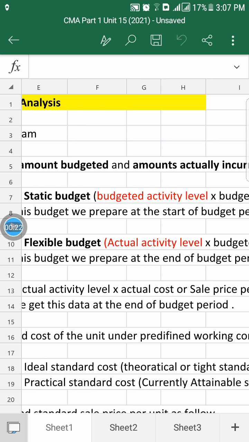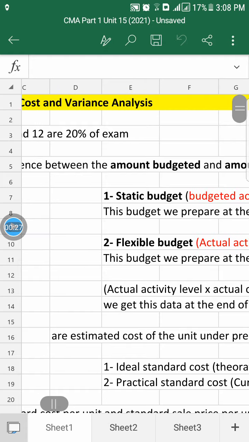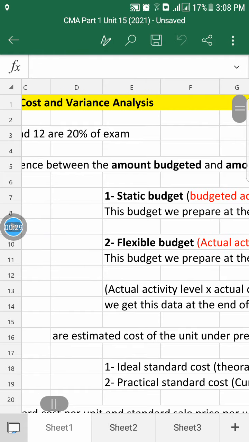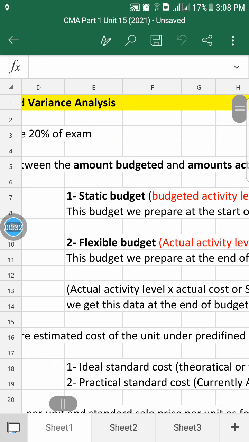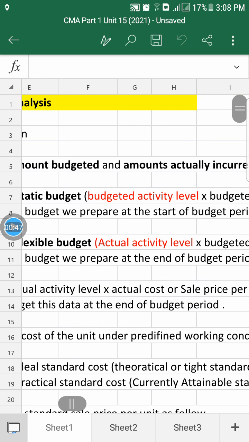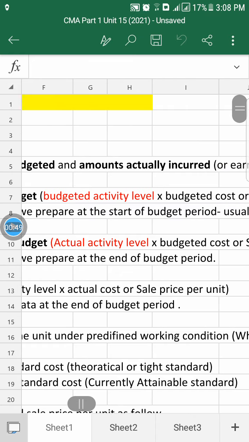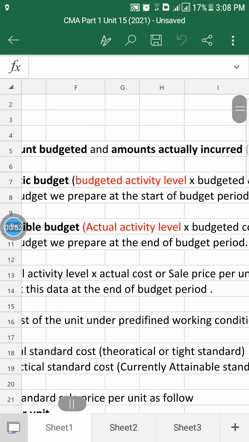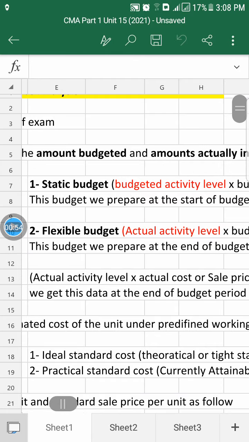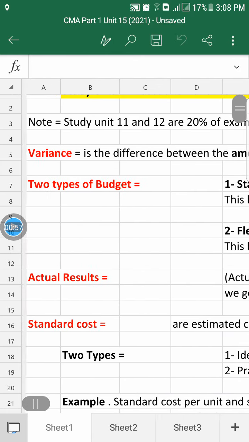So it defines the difference between the actual and the estimated amounts. A budgeted amount is also called an estimated budget, or a standard budget. It depends, so it can be called by any name: budgeted amount, estimated amount, or standard amount. But how much is actually incurred is called the actual amount, which is incurred by the business organization to complete that particular project.